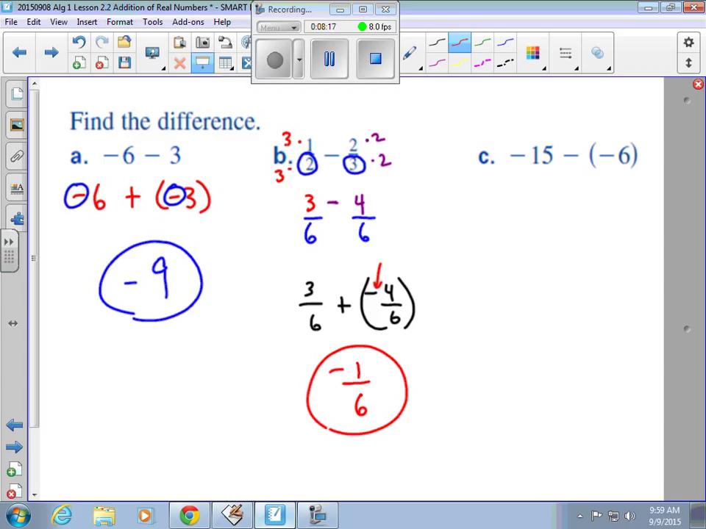So we have negative 15 minus a negative 6. The subtraction rule says we want to add the opposite: negative 15 plus a positive 6. So now we have opposite signs. One's negative and one's positive, so you subtract the absolute values. 15 minus 6 is 9, and you keep the sign of the one that has the larger absolute value, so negative 9 for that one.